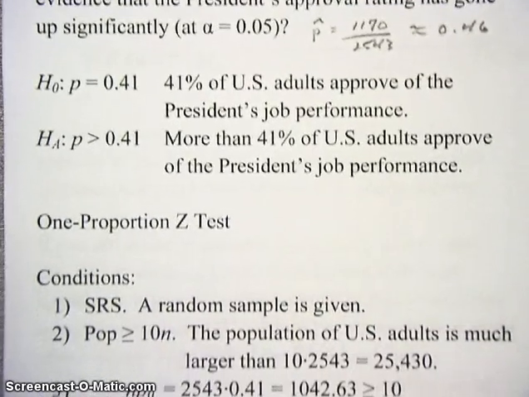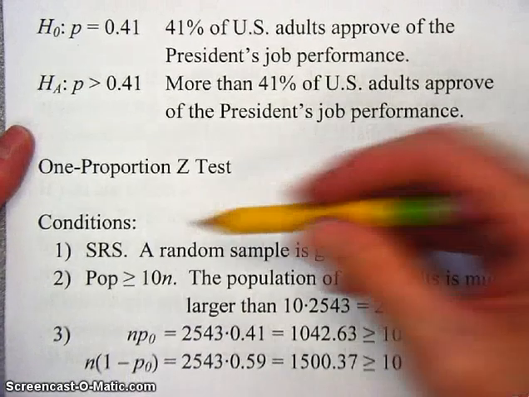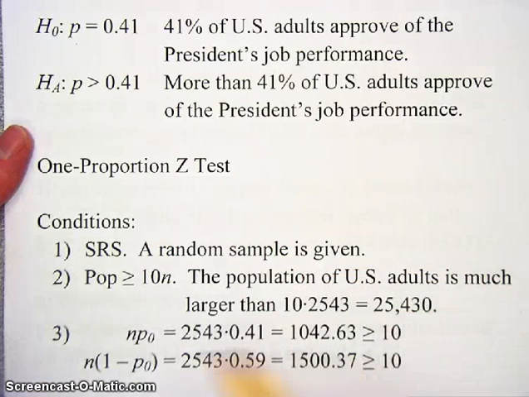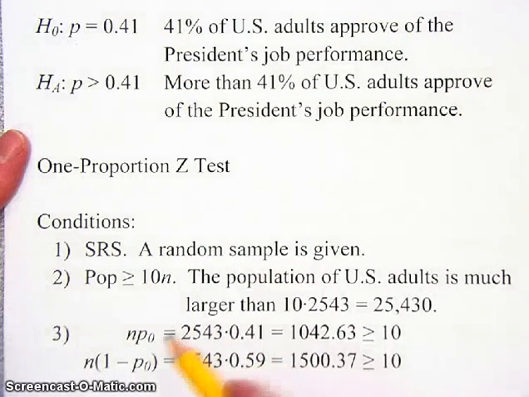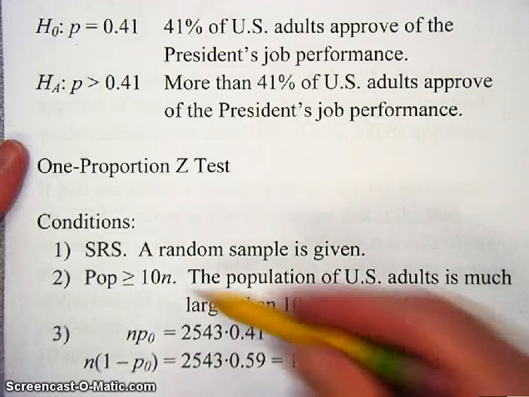We need to use the sampling distribution for P hat in order to do this test, so we have to check the conditions. We're given a random sample, so the randomization condition is met. The population of U.S. adults is much larger than 10 times the sample size, so that independence condition is met. And then if we plug in n and P naught from the null hypothesis, we get 1,042.63 expected successes in our sample. That's much bigger than 10. And the expected number of failures in the sample is about 1,500.37, which is also much greater than 10. So the conditions are met.